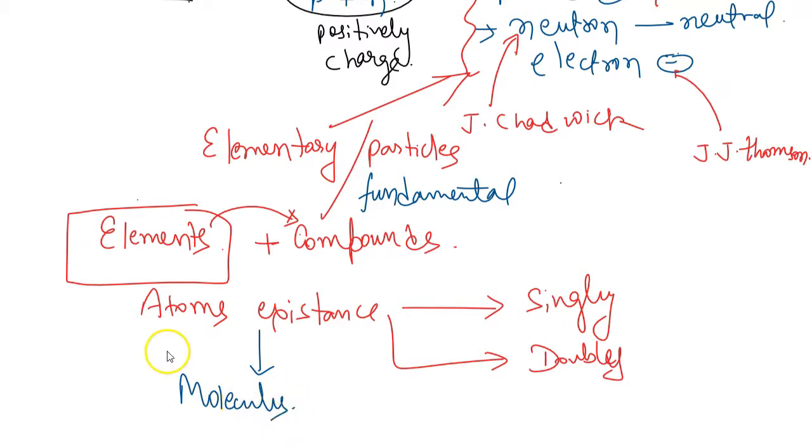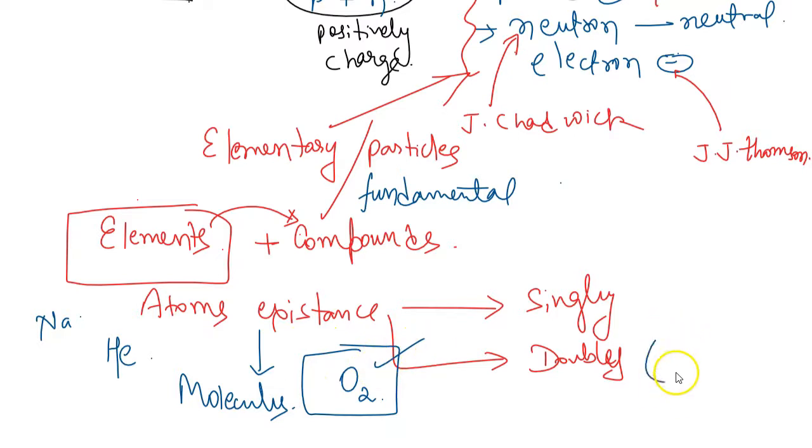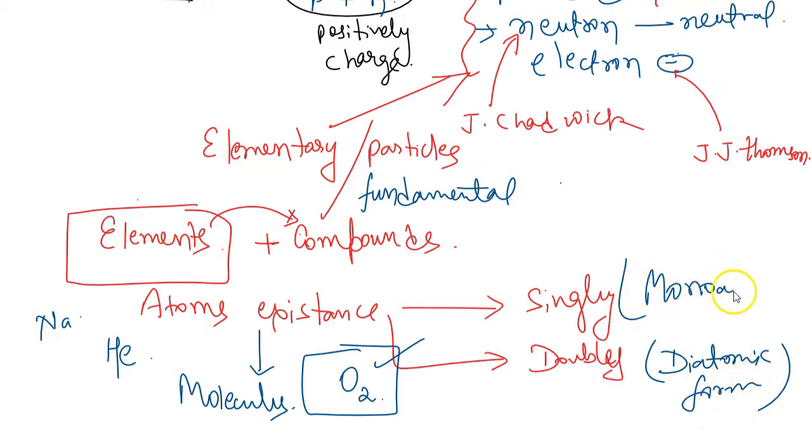There are only few atoms which exist individually, like you can say helium exists individually, sodium exists individually, but there are certain other elements like oxygen atoms, which will always exist in diatomic form. Doubly means they are called diatomic form. Singly means I will refer to it by the scientific term, that is monoatomic form.